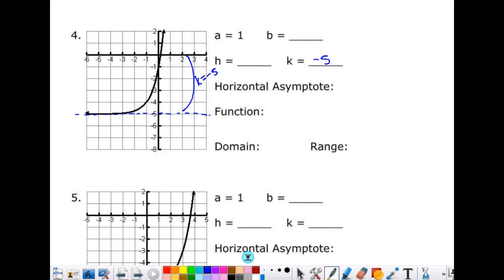Now let's do our, oh, we could go ahead if we wanted to. We could do our horizontal asymptote. Y is negative 5. We could even do our range. They're all going to use the same number, right? We could even say our graph is bigger than negative 5. They all are the same.